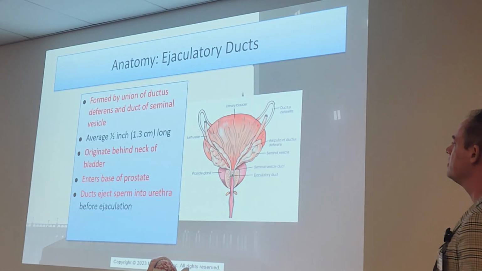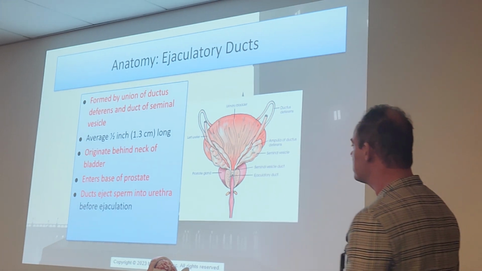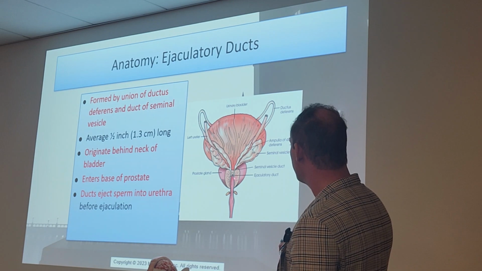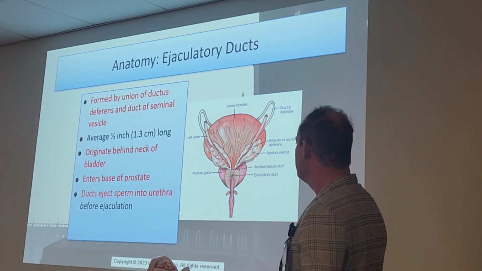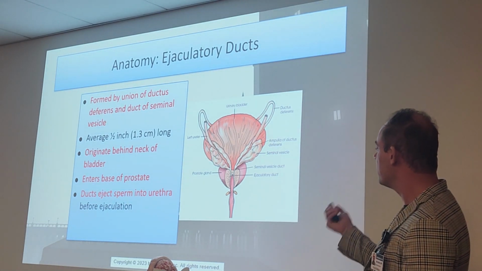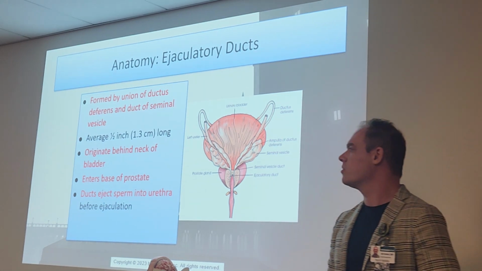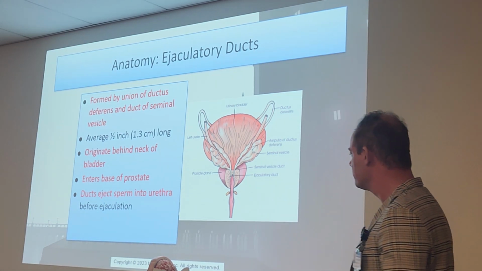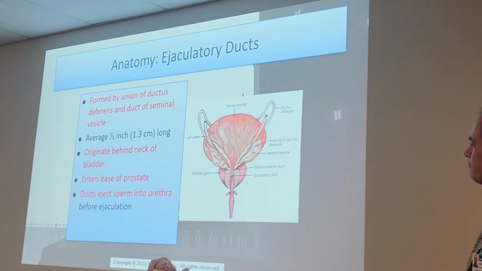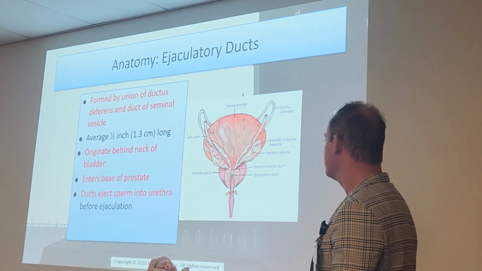Okay, so the ejaculatory ducts are the next part here, formed by the union of the ductus deferens and the duct of the seminal vesicle. They originate behind the neck of the bladder, these tiny little ducts here, enter into the base of the prostate, and eject the sperm into the urethra before ejaculation does occur. So there's going to be one last stop at the prostate, where it's going to do that final mixture of fluids to create the semen before it actually gets ejected out of the body.